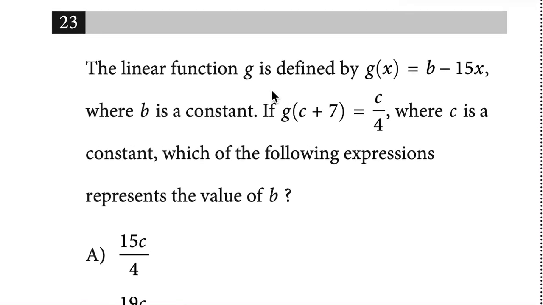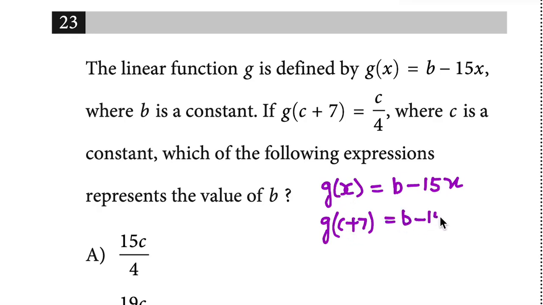Question number 23. The linear function g is defined by g of x is equal to b minus 15x, and b is a constant. G of c plus 7 is equal to c by 4. Now when I say g of c plus 7, what needs to be done? Every x is to be replaced with c plus 7. So b minus 15 times c plus 7, and what is that itself? That is c by 4 is equal to b minus 15c minus 105.